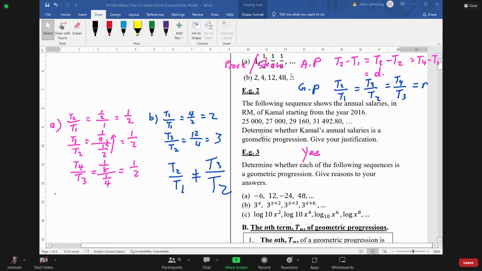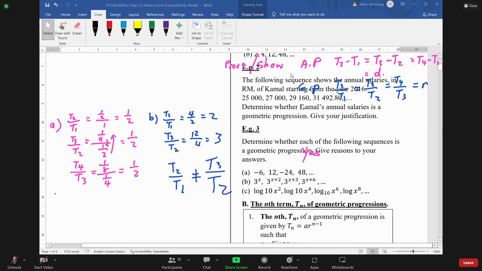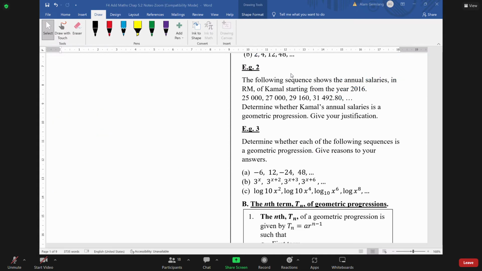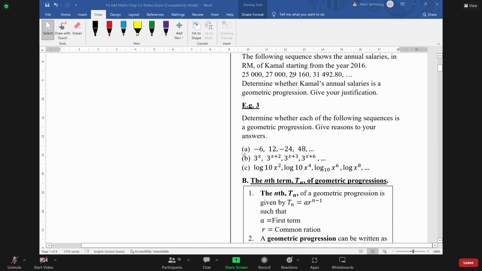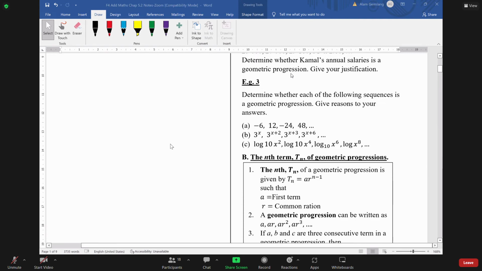Example 2: determine whether the annual salary is in a geometric progression or not, and give your justification. Same thing, so we skip this one, we skip the B. Okay, we look at the C. Determine whether each of the following sequences is a geometric progression, and give reasons for your answer. I want you to do B and C. A is very simple, you know how to do it. So do B and C, whether it is a geometric progression or not.